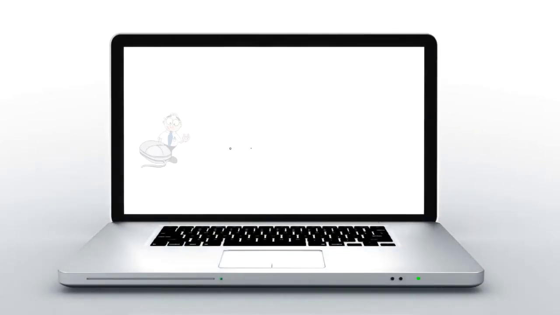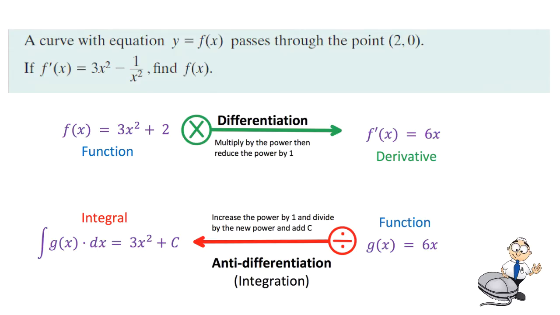This is an introduction video to anti-differentiation or integration. Differentiation and anti-differentiation are reverse processes. In this question, we know what the derivative is and we're being asked to work backwards to find what the antiderivative was. What function would have given us this derivative?